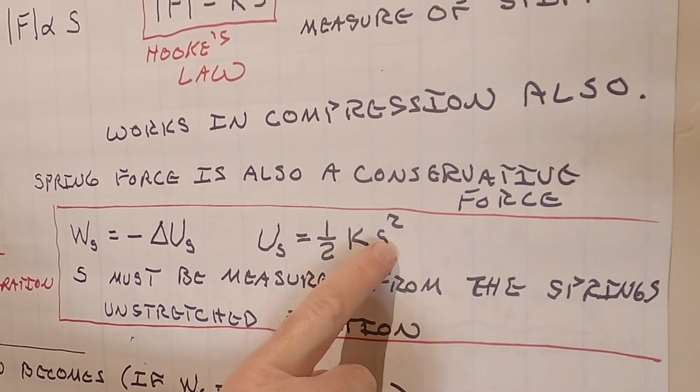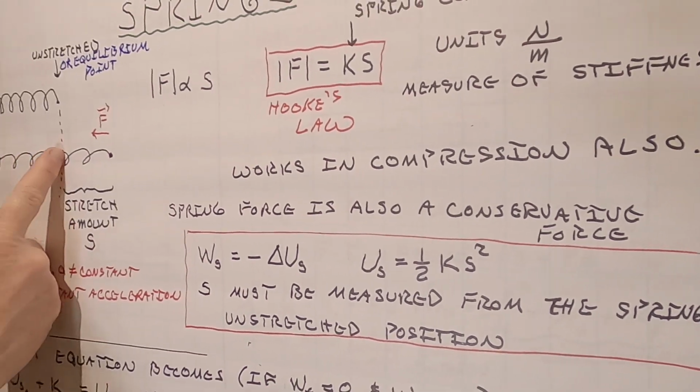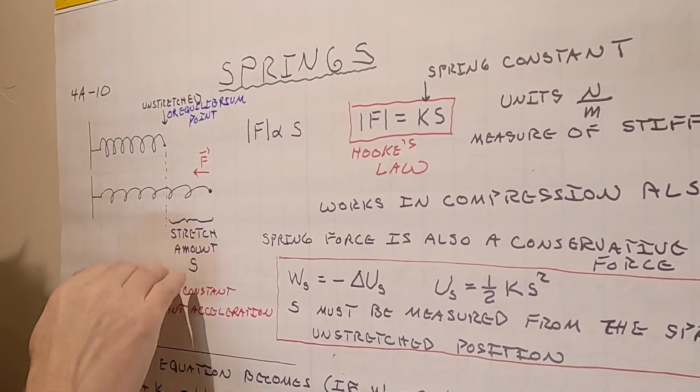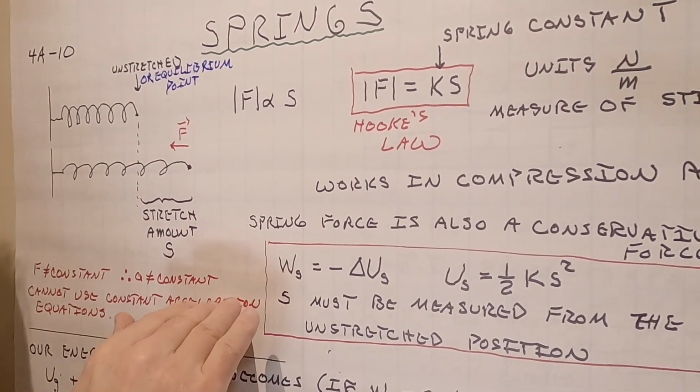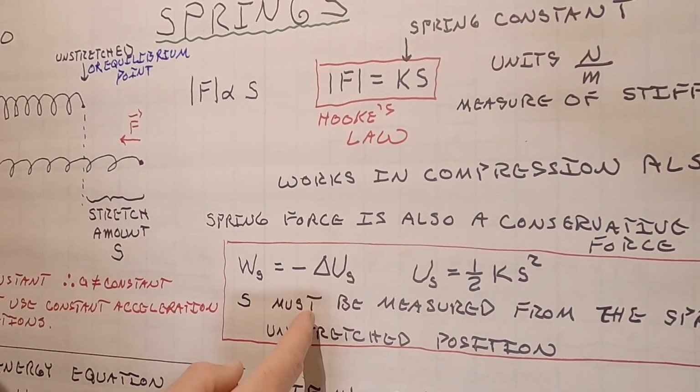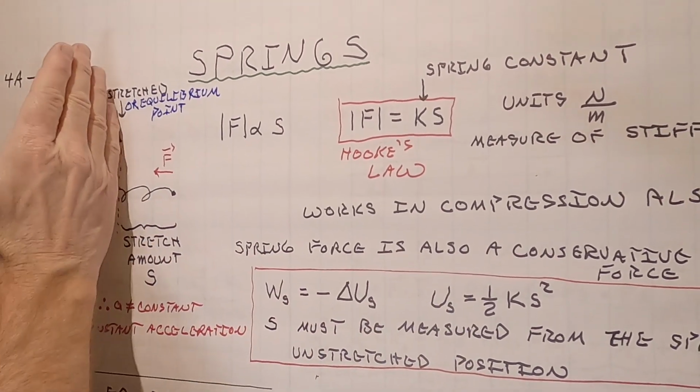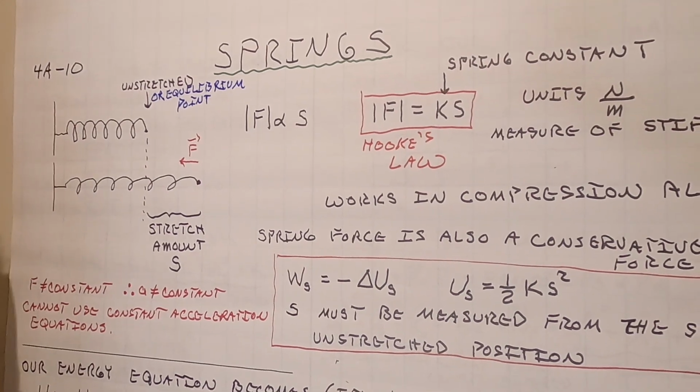But s has got to always be measured from this point. You remember, for potential energy, we could call zero height anywhere we want. But for this, we have to call s equals 0 at the unstretched point of the spring, right there.